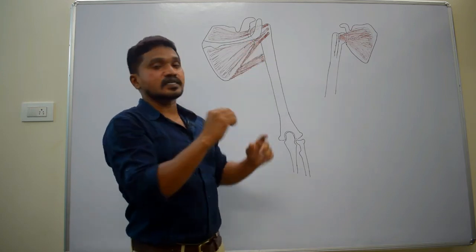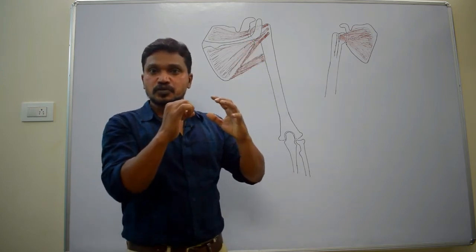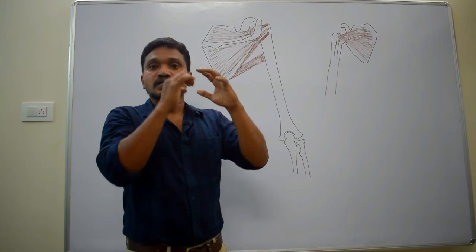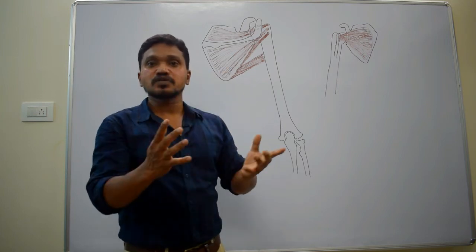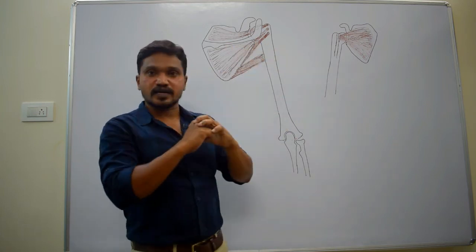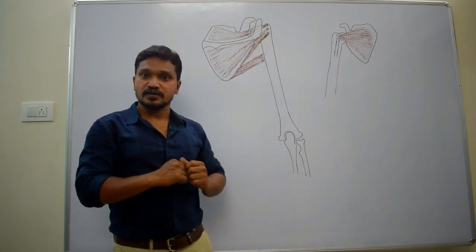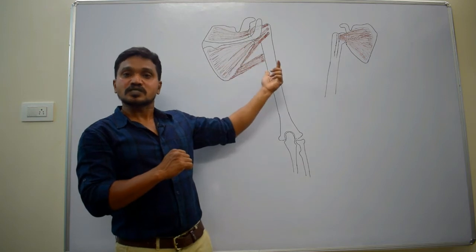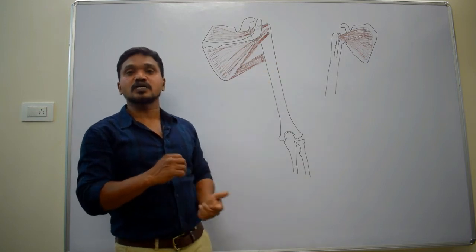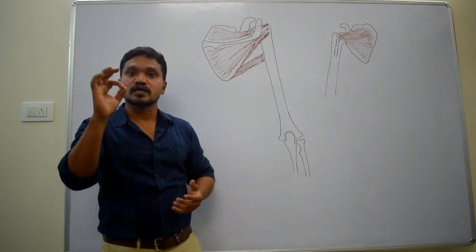When they are inserting, they become the fibrous tissue, and those tendons, that means the fibrous tendons, will blend with the capsule of shoulder joint, so that these muscles will strengthen the shoulder joint. But inferior part, there is no such arrangement. Because of that, inferior dislocations of shoulder joint is common.